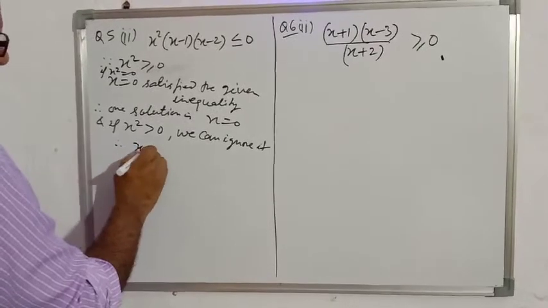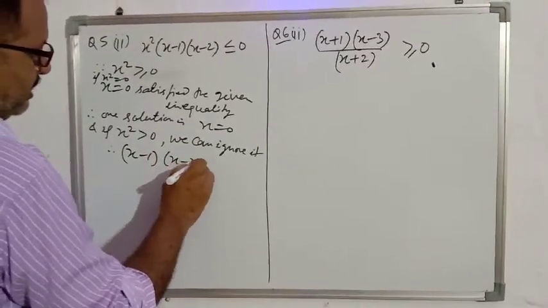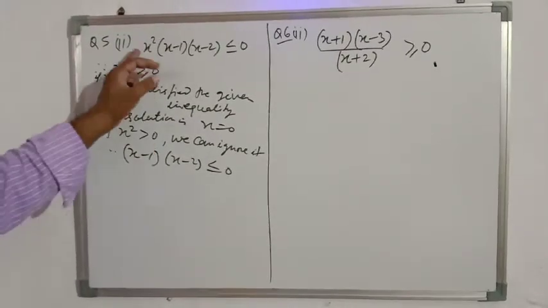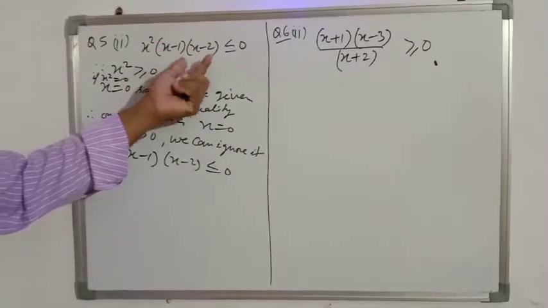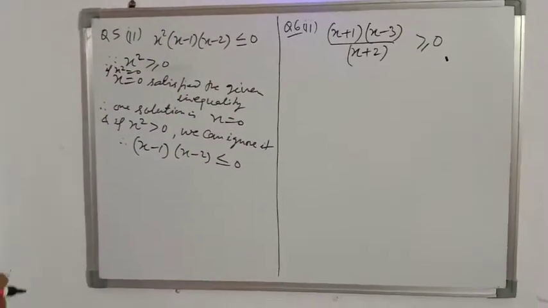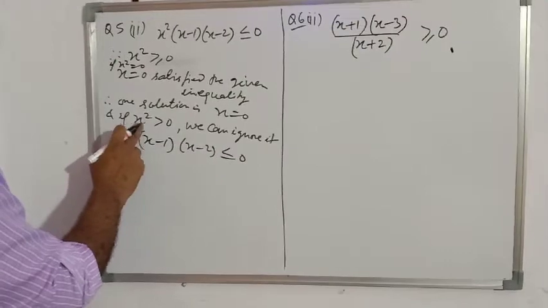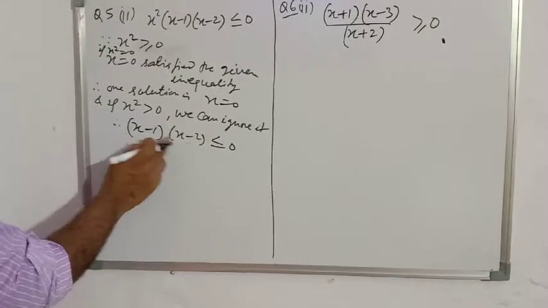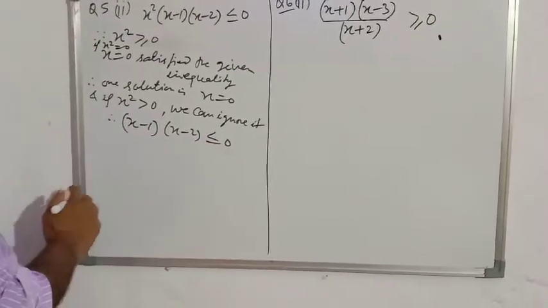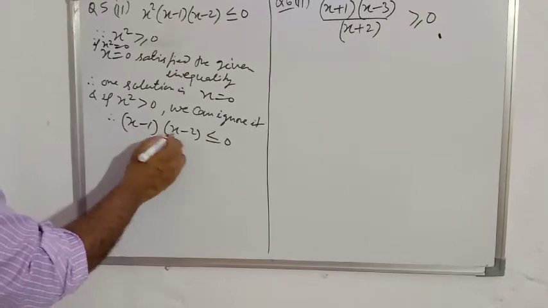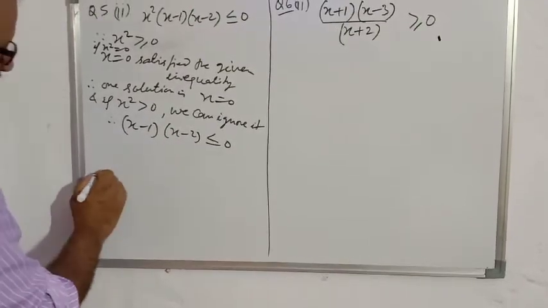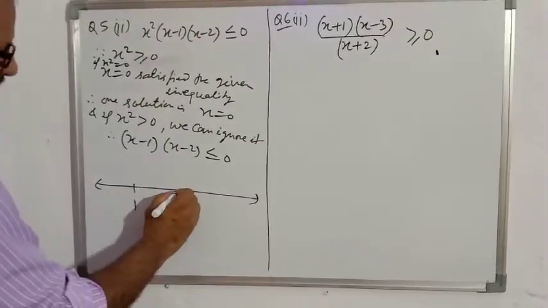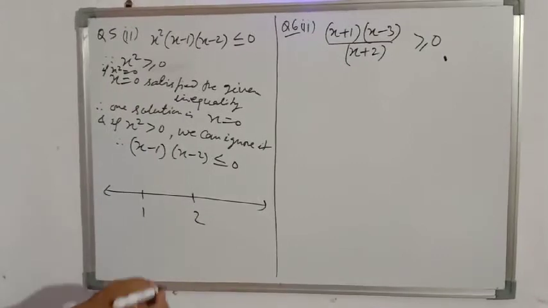So therefore, we will get (x minus 1)(x minus 2) less or equal to 0. If x square greater than 0, we can divide both sides by x square, since the sign of x square is positive. See here, the product of these two brackets less or equal to 0. At x is equal to 1 and x is equal to 2, value is 0. So we will draw a number line. 1 we have to write on the left side, 2 we have to take on the right side.